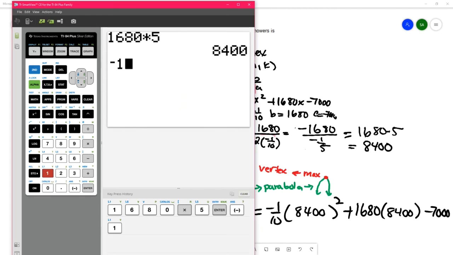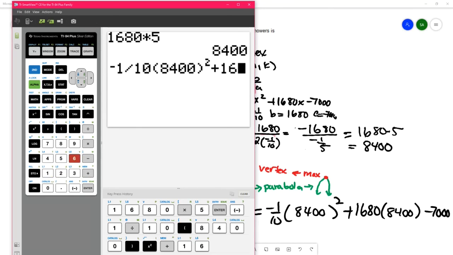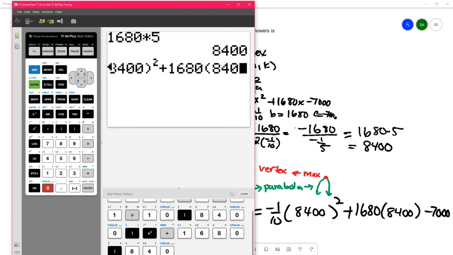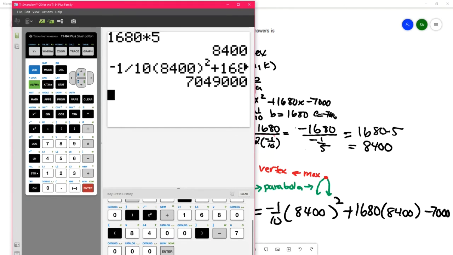That's negative 1/10 times 8,400 squared plus 1,680 times 8,400 minus 7,000. So that gives us a profit of, it looks like, 7,049,000.